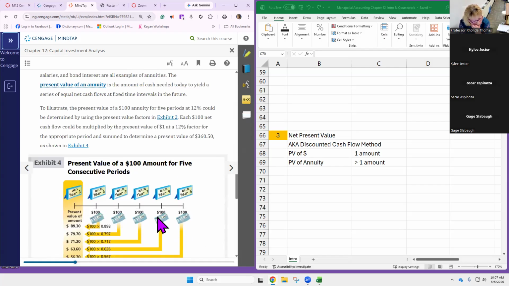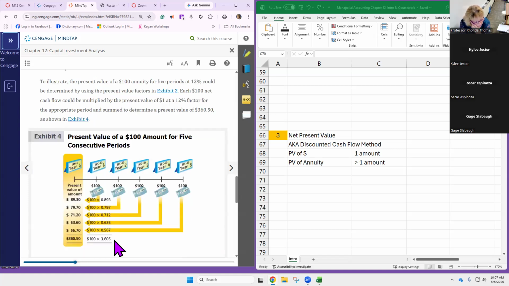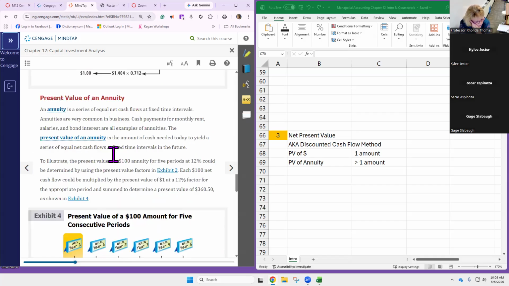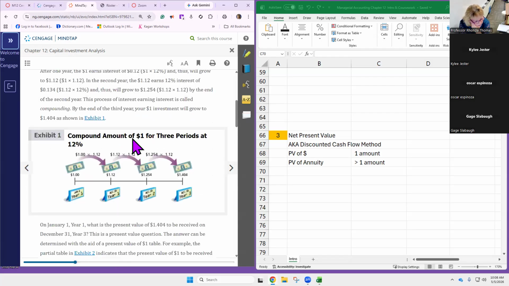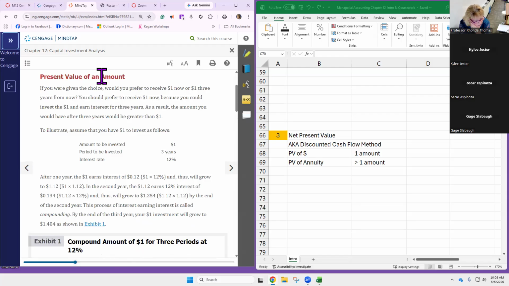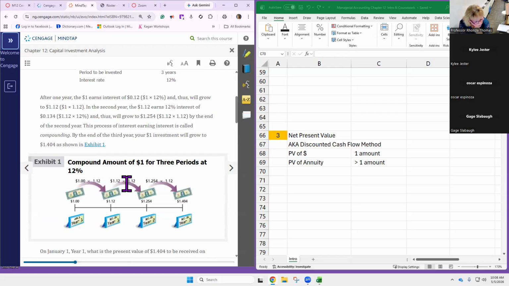Now let's look at an annuity. The thing about an annuity is it has to be more than one amount, and it has to be the same amount year after year. So here's an example: if you are receiving $100 for the next 5 years, you could then use the present value of annuity table. Before, we only had $1 value when we talked about the present value of $1, or present value of an amount, just one amount.